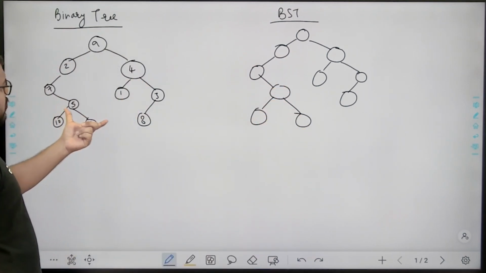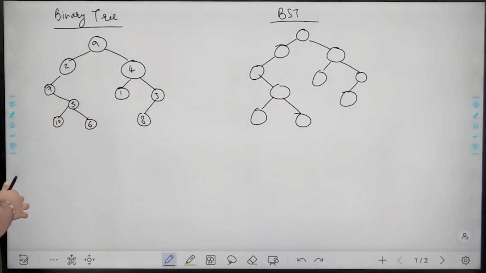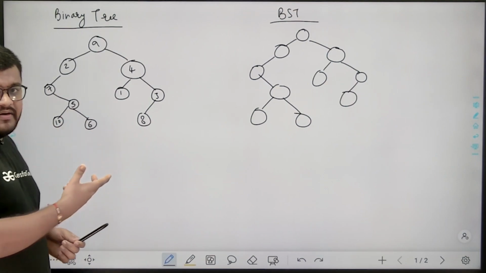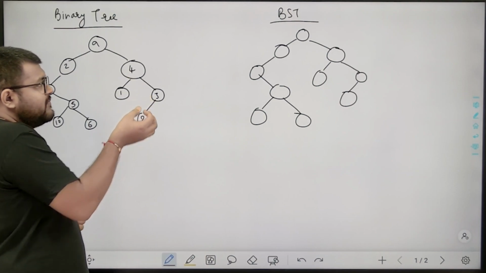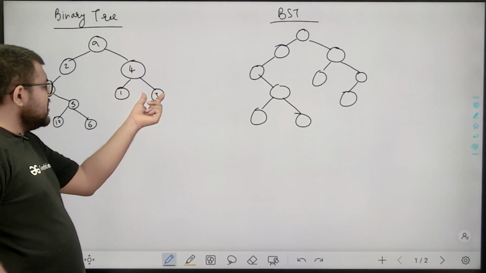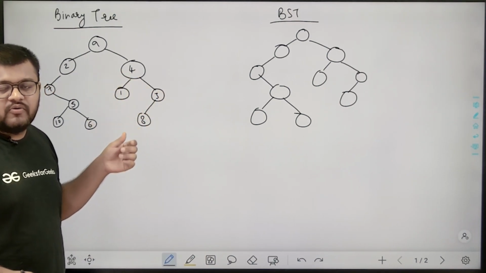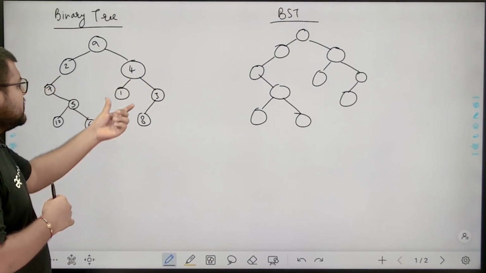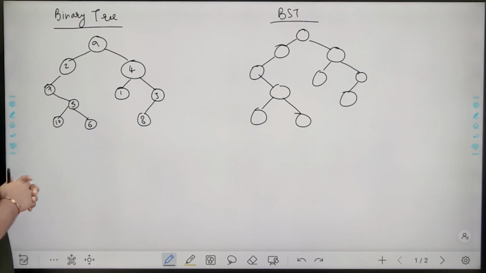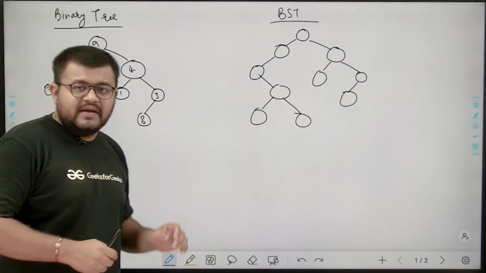Does it follow the condition of a binary search tree? No. Why? There can be many invalidations. One of them is that 3 is the right child of 4. In a binary search tree, the right child value should be more than the parent value, and the left child value should be less than the parent value. But here it does not hold true. So this is not a valid binary search tree.